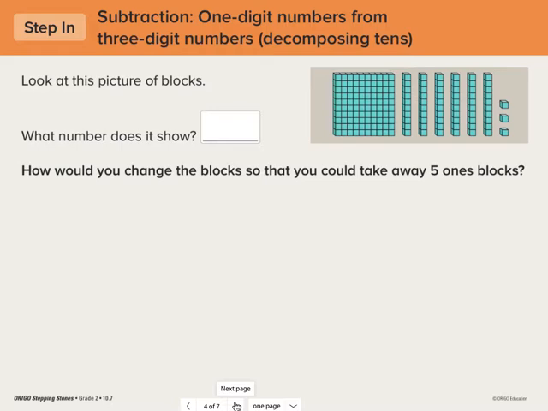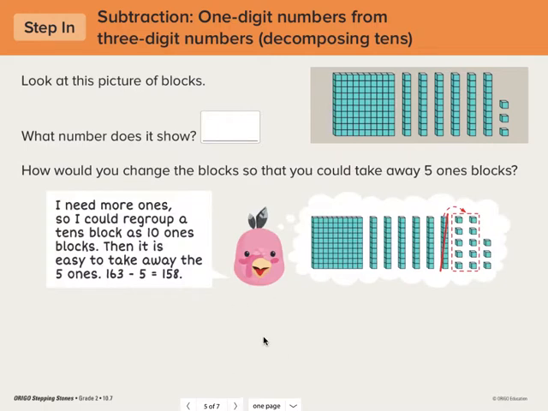How would you change the blocks so that you could take away 5 ones blocks? Go ahead and call that right out. How would you move around the blocks or change them so you could take away 5 ones? Right now, it would only be easy to take away 3. Are you ready? Well, our little rooster friend says, I need more ones, so I could regroup a tens block as 10 ones blocks. Then it is easy to take away the 5 ones. 163 minus 5 equals 158.